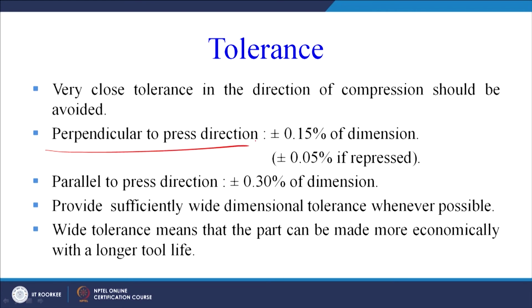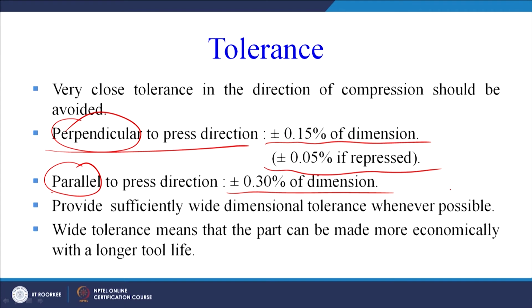So as a general guideline, as a product designer, we must take into account this fact that we must not specify very tight tolerances on the parts that we are producing. Unnecessary tight tolerances have an effect on the tooling cost as well as the manufacturing cost of the product. So therefore very close tolerance in the direction of compression should be avoided. Perpendicular to the press direction, general guidelines are given plus minus 0.15% of the dimension, maybe 0.05% if it is repressed. Parallel to the press direction plus minus 0.30% of the dimension.